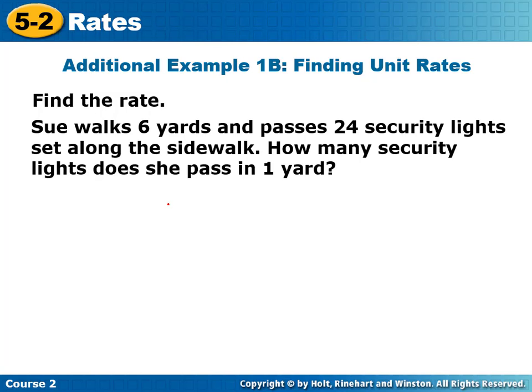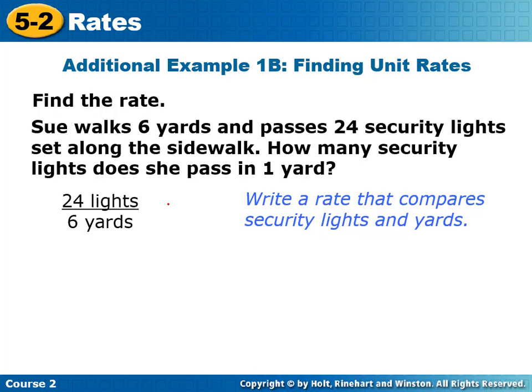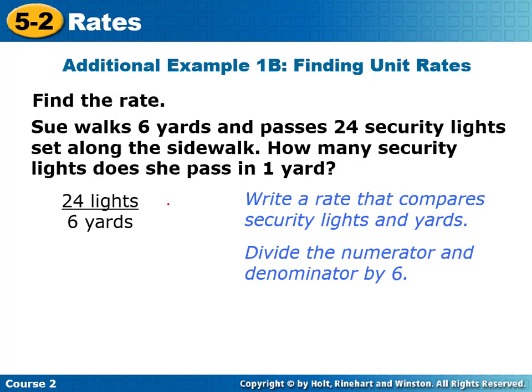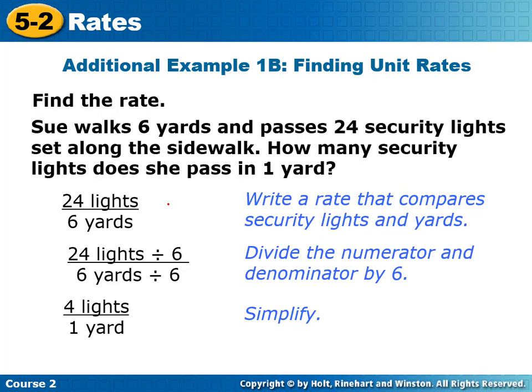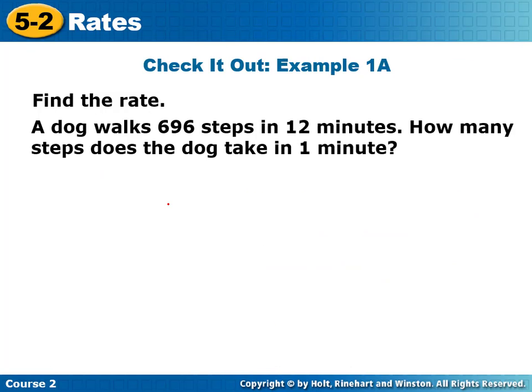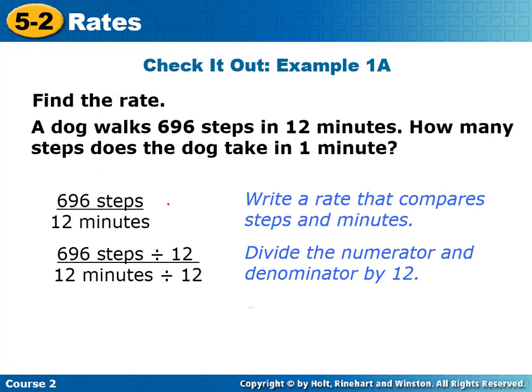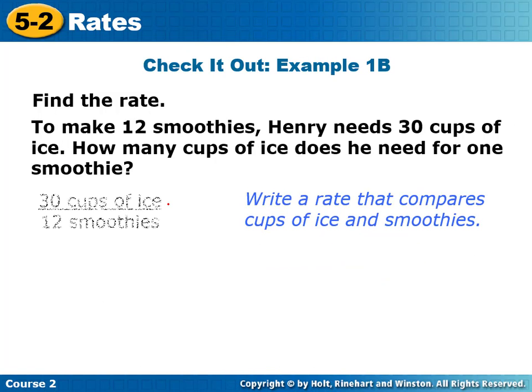Well, again, we have to set up our proportion. If you look at the question, it asks how many security lights per yard. So that means we're going to do 24 over 6. We divide both top and bottom by 6, and we find out that there are 4 security lights per yard. We just run through this real fast so that we can get on with the next part of the lesson.